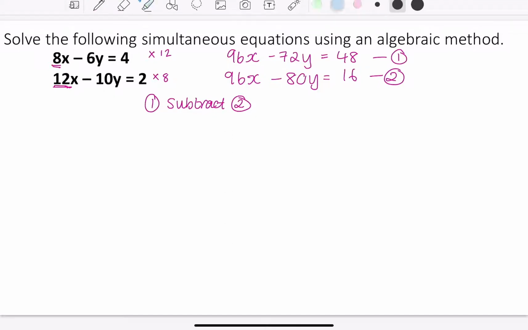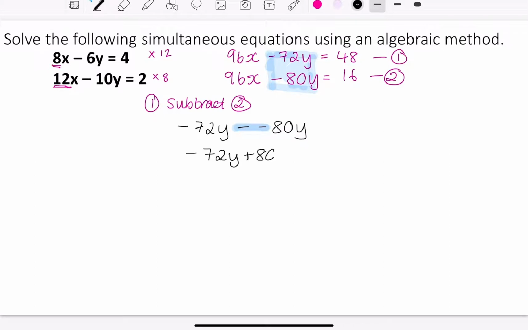The next part is the trickiest because we have some other signs to contend with. So we're going to do minus 72y, and we're taking away minus 80y. What we need to remember is that when we have these two negatives, it actually gives us a positive, an addition. So we're going to do minus 72y, add 80y. That is then going to give us 8y left. Or you could do 80y, take away 72. We're going to get left with 8y.